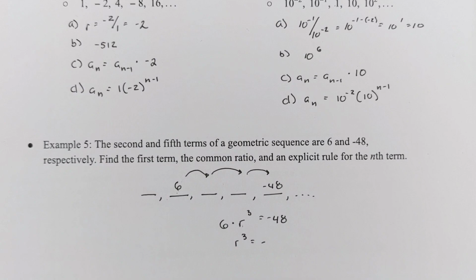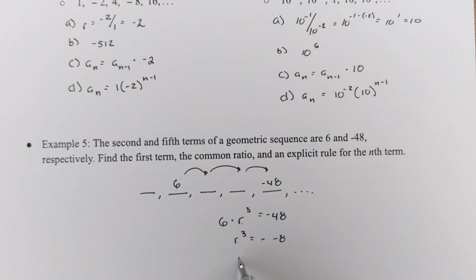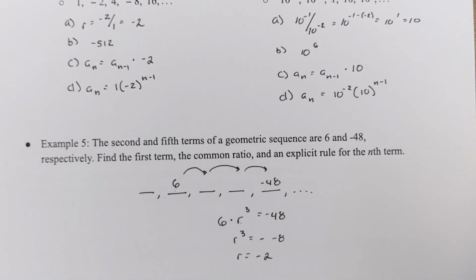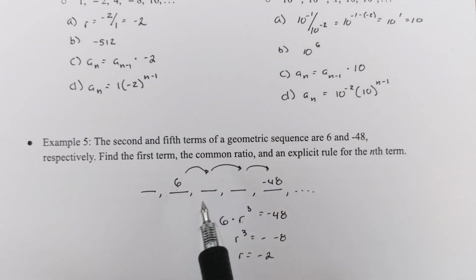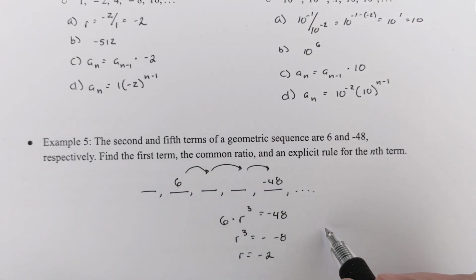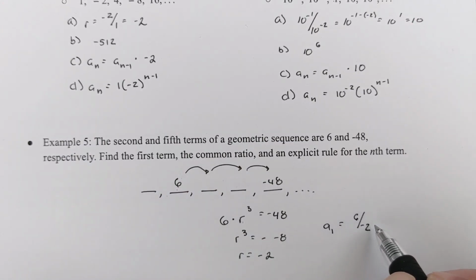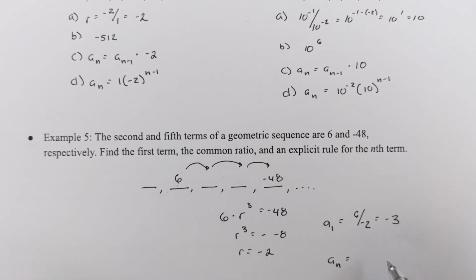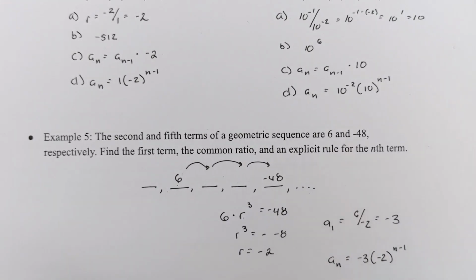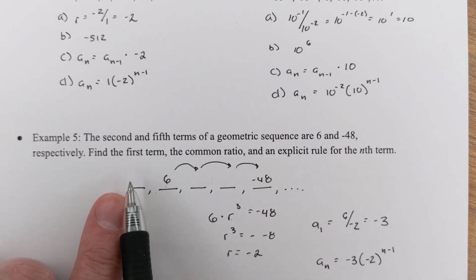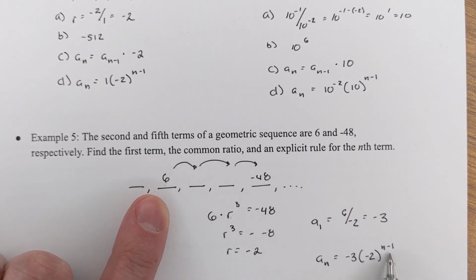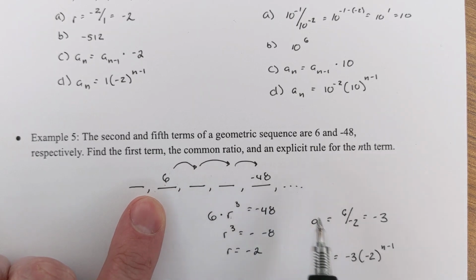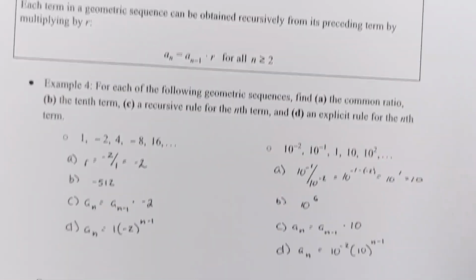-8. Yep. And the cube root of -8 is -2. So there's my r value. So the first term, to go backwards, instead of multiplying, you would divide. So a1 is 6 divided by -2, or -3. The common ratio we already found, so first term, common ratio, the explicit rule. So each term is equal to the first term times -2 to the n minus 1. If you check, if I plug 1 in, I should get my first term, -3. If I plug 2 in, I should get +6. If I plug 3, 4, 5 in, I should get -48, which all does work.